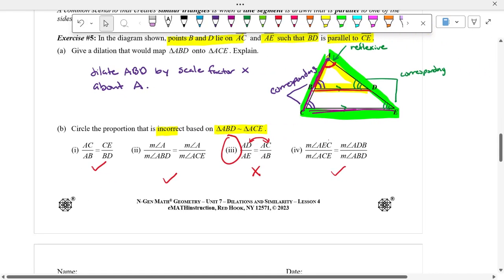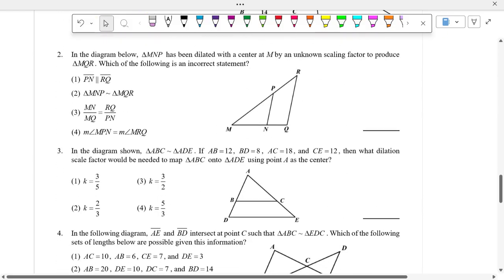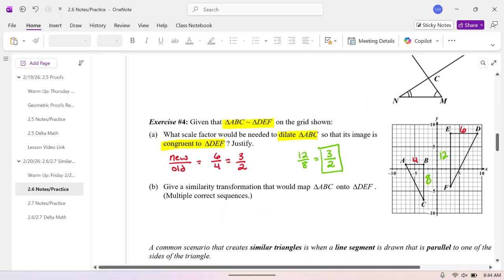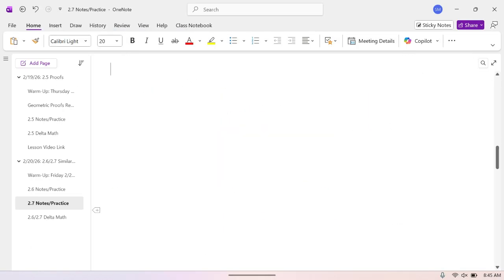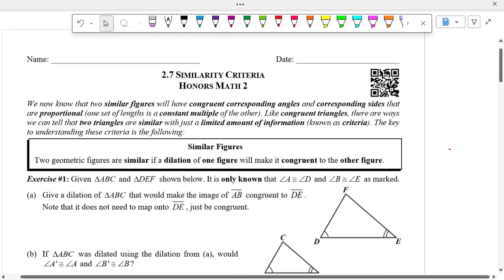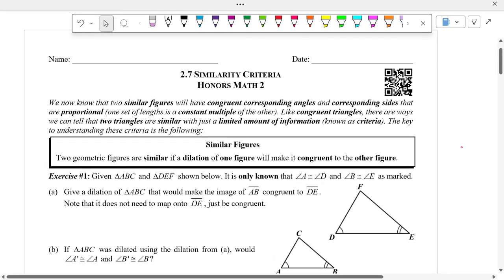All right. Now, we're not quite done with notes yet because now we have to talk about what makes similar triangles so special. So go to page, I believe it's page 5. Should say 2.7. Now, this one's pretty quick because it's just more of the same, but we are also going to learn about the postulates that we can find similar triangles from.